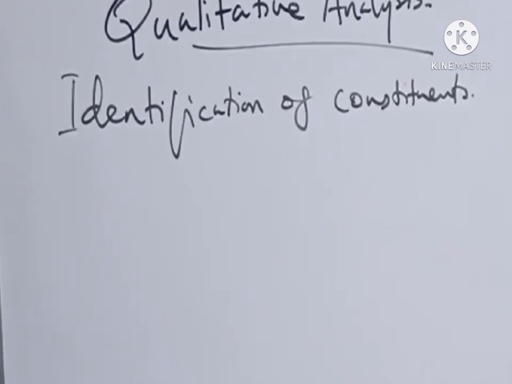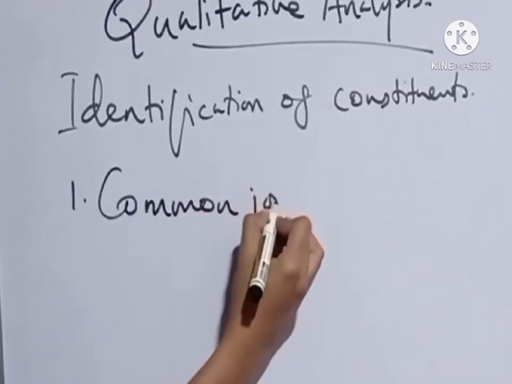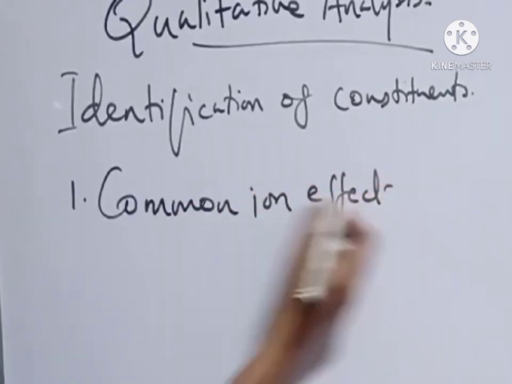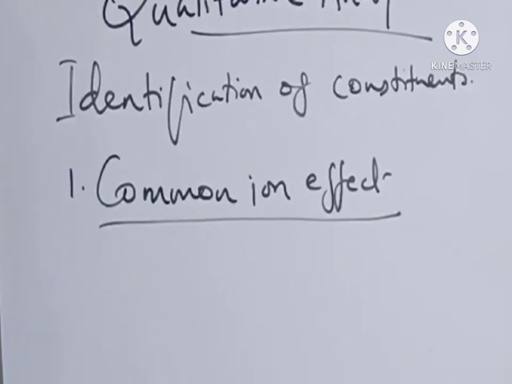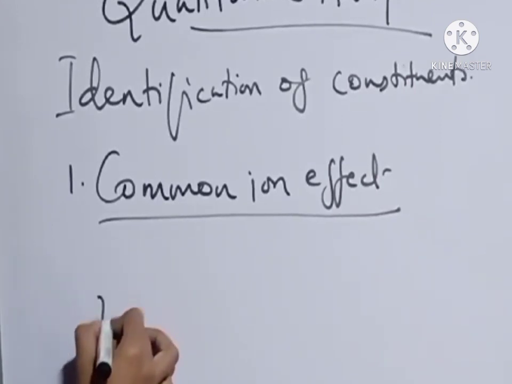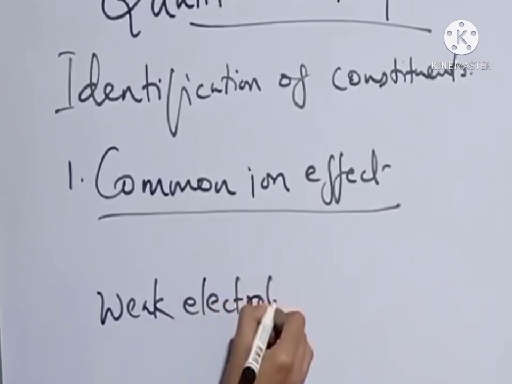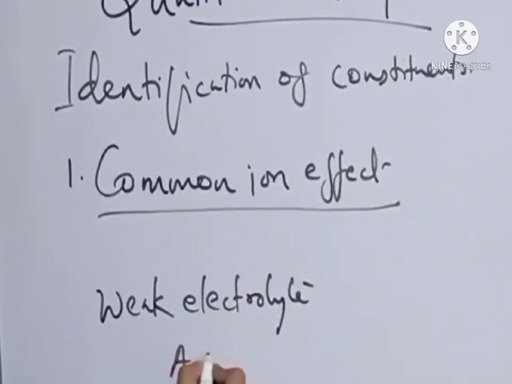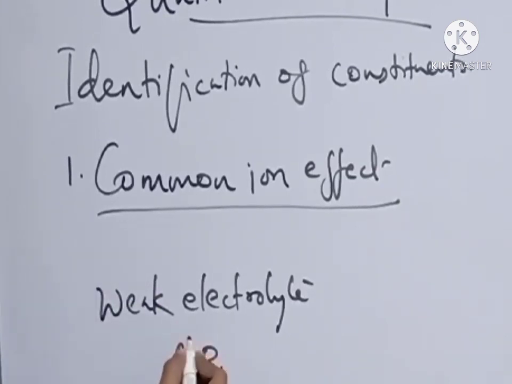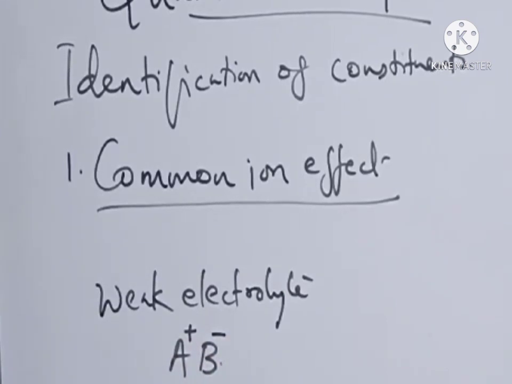Before going to the details of qualitative analysis, we have to familiarize some terms coming under this. So the first one is common ion effect. To make it clear, consider we have an electrolyte. So we have a weak electrolyte AB, and consider this is A plus ions and this is B minus ions.